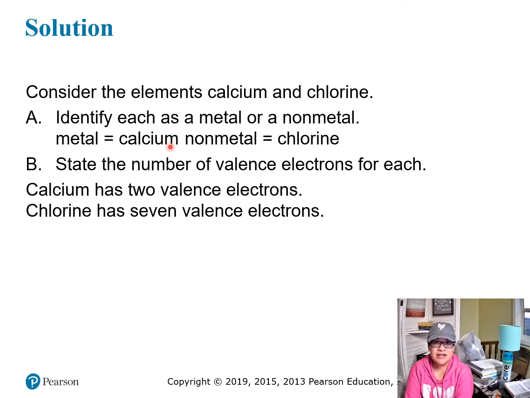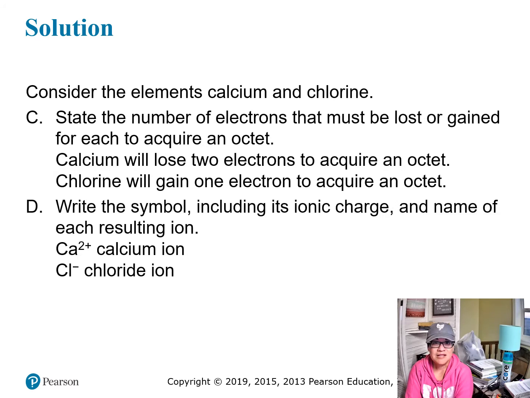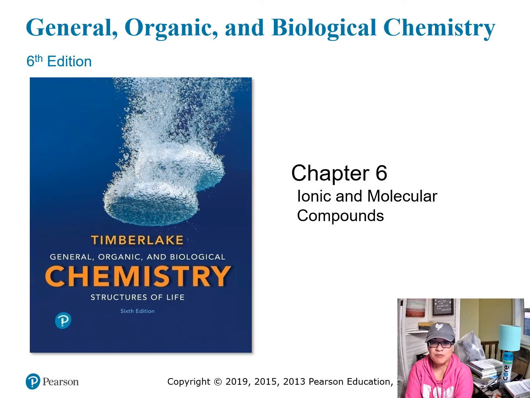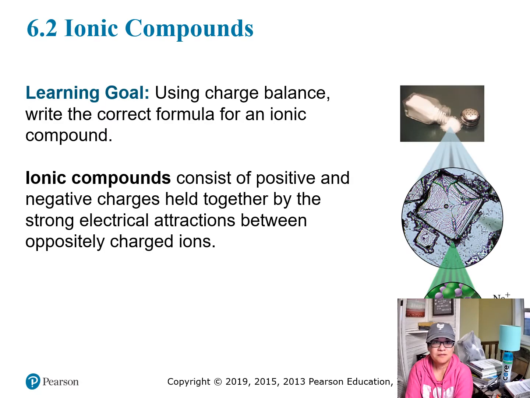Here's your answer. Calcium is a metal and chlorine is a nonmetal. Calcium has 2 valence electrons and chlorine has 7. And that means that calcium is going to lose 2 and chlorine will gain 1. These are their charges and names. So this is calcium 2+, calcium ion, and chloride is Cl-. All right, let's move on to the next section.